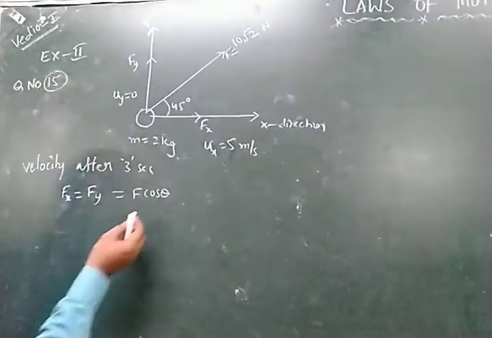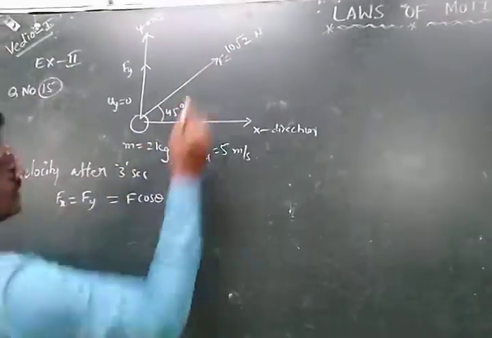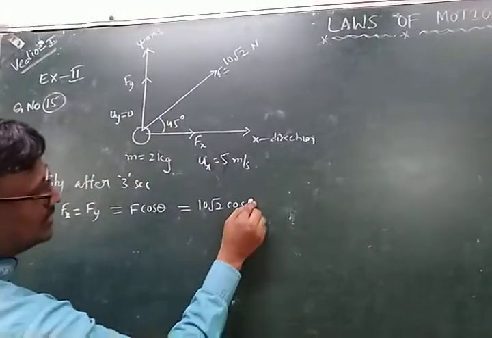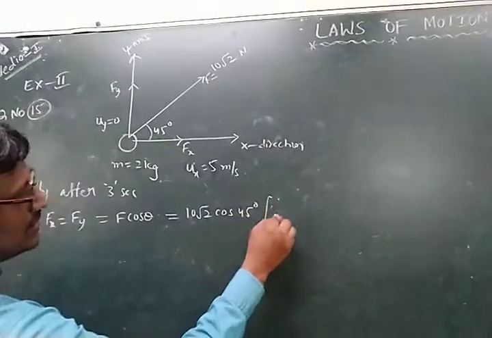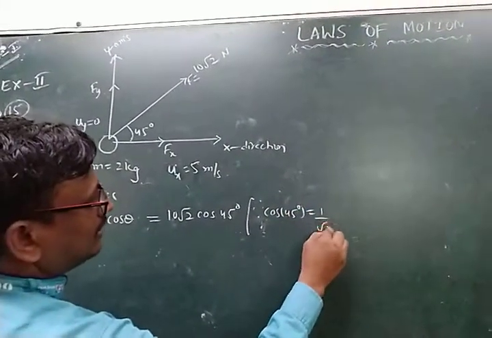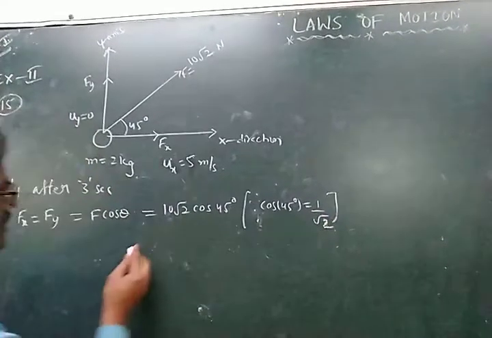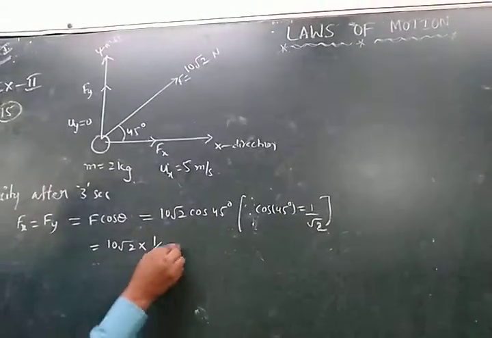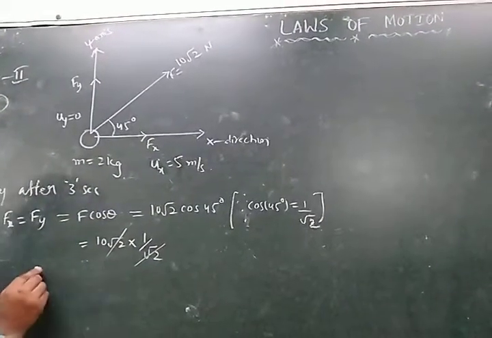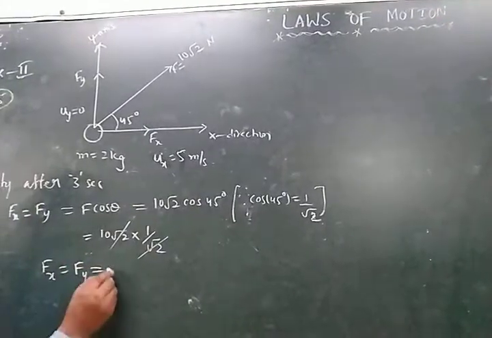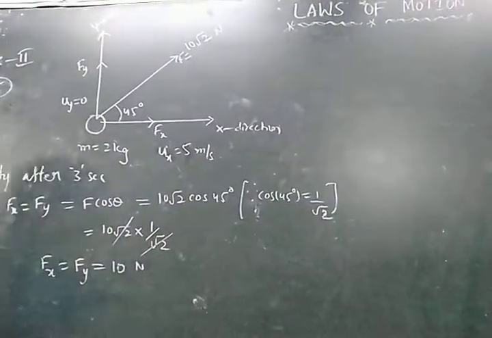Here F is 10 root 2, cos of angle theta, which is 45 degrees. Since cos of 45 degrees is 1 by root 2, we substitute 10 root 2 into 1 by root 2. The root 2 gets cancelled, so Fx or Fy is equal to 10 Newtons.